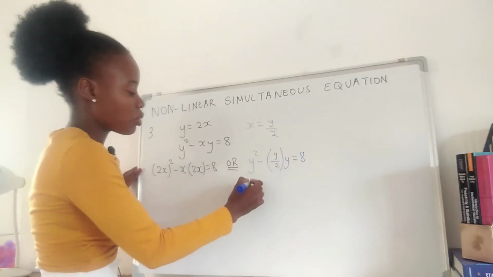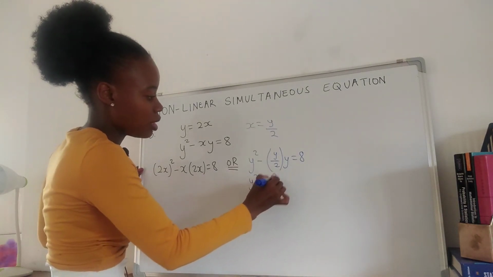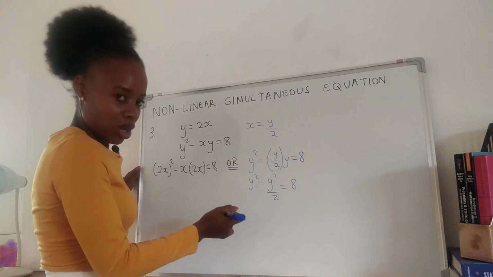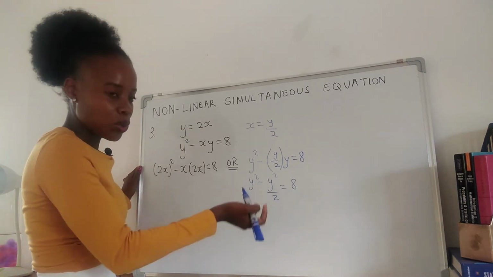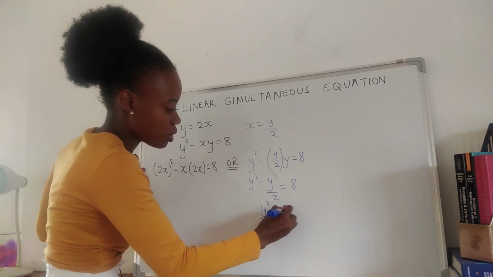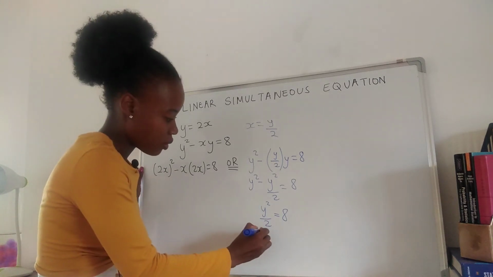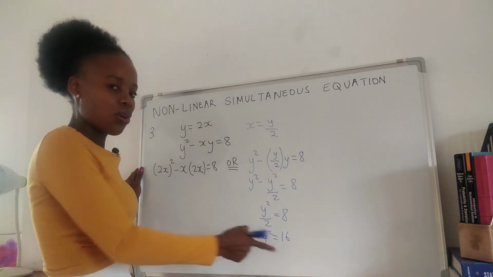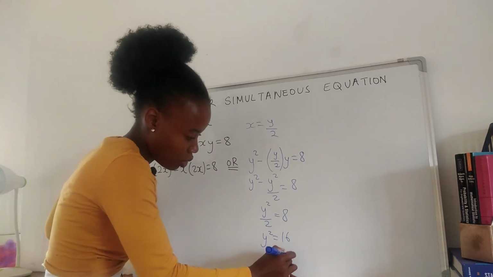So when you have something like this, you're going to have y squared minus y squared over 2 equals to 8. You multiply by 2 both sides, or you just say 1 minus half. 1 minus half, we know that is half. So we're going to have y squared over 2 equals to 8, right? You multiply by 2 both sides, we're going to have y squared equals to 16. We take the square root of 16, and our y is going to be plus or minus 4.